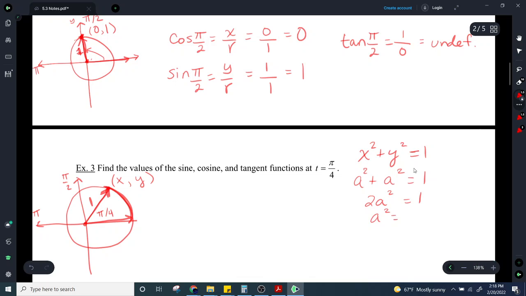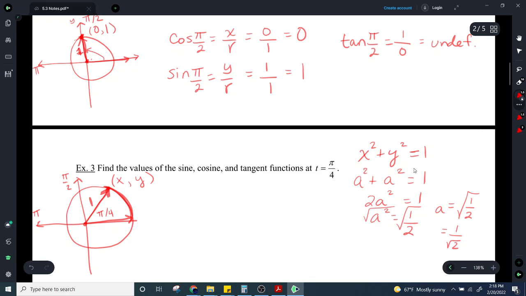I get a squared equals 1 over 2. Take the square root. Remember, when you take a square root, technically you need plus minus, right? However, I'm in the first quadrant, so we're only dealing with positive values for x and y. So I'm just going to use the positive square root of 1 over 2. If we simplify that, that gives me 1 over the square root of 2.